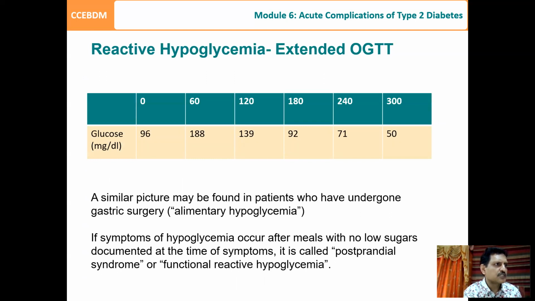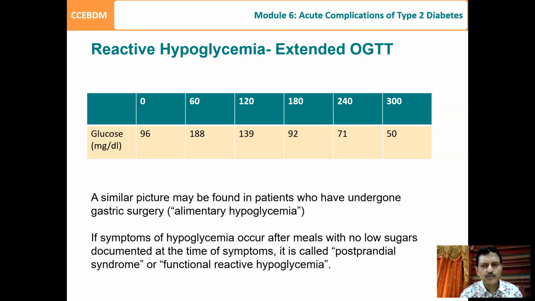So how to do this? If the patient has symptoms of late hypoglycemia, you do the test for 5 to 6 hours. And over 5 to 6 hours, if we check the blood glucose level, you will find that after 5 or 6 hours the blood glucose level goes very low. So this is known as reactive hypoglycemia. It sometimes occurs among patients after bariatric surgery or some other gastrointestinal surgery as well.